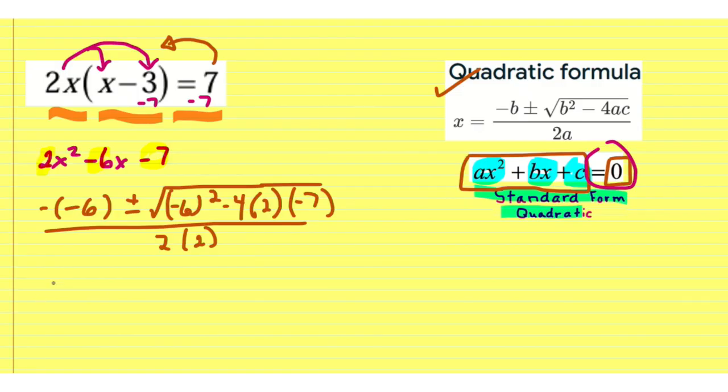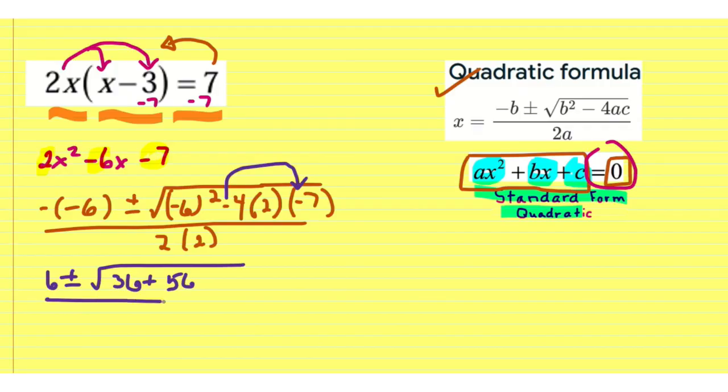So negative negative 6 is going to be a positive 6 plus or minus, and negative 6 squared is going to give me 36. And then I have 4 times 2, which is 8, and 8 times 7, which is going to be 56. Of course, I had a negative times a negative, which is going to cancel out and turn into a positive. And then all of that is going to be over the 2 times the a, which is 2 times 2, which is 4. Okay, so let's keep working it out.